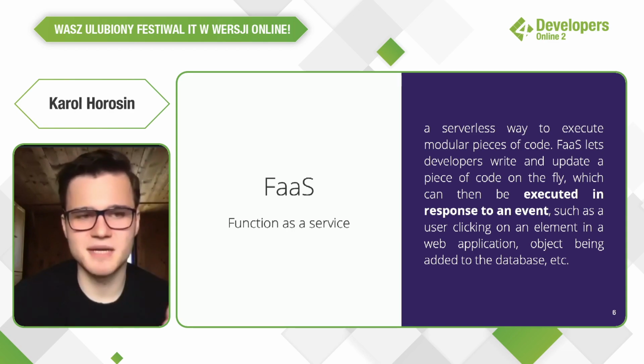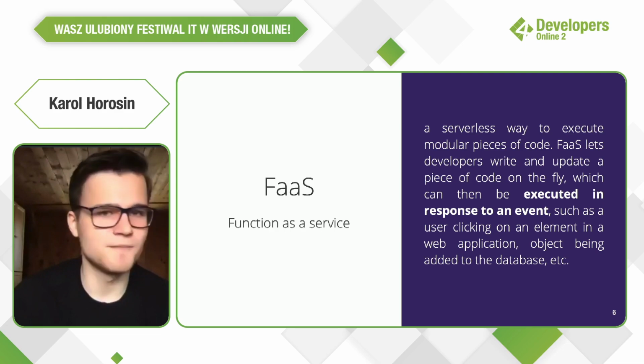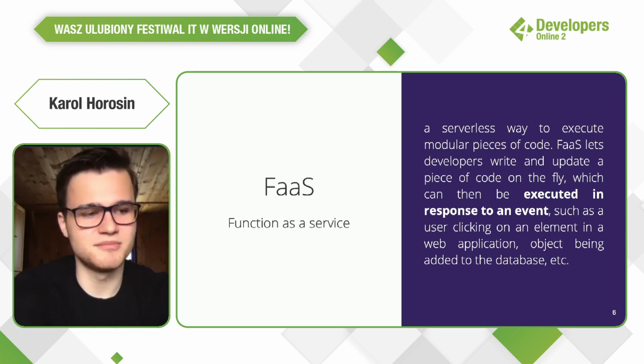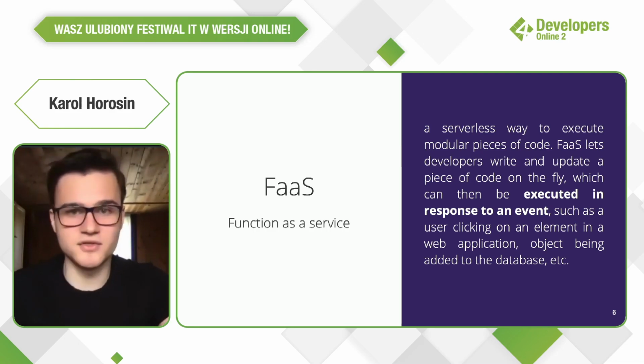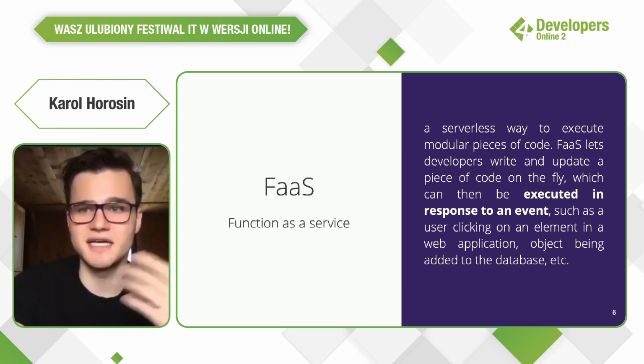And AWS Lambda is something we call function as a service, which is a serverless way to execute some code. So you are able to write and update the code on the fly, and then this code can be deployed and it can execute in response to an event. So an event would be an API call that you usually do from your front end, but it actually can be other stuff. So any automation.